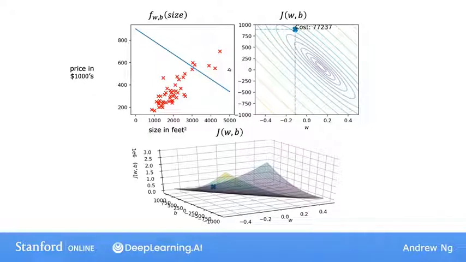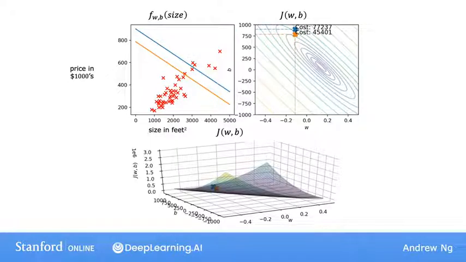Often W and B will both be initialized to 0, but for this demonstration, let's initialize W to be equal to negative 0.1 and B to be 900. So this corresponds to f of x equals negative 0.1x plus 900. Now, if we take one step using gradient descent, we end up going from this point of the cost function out here to this point, just down and to the right.